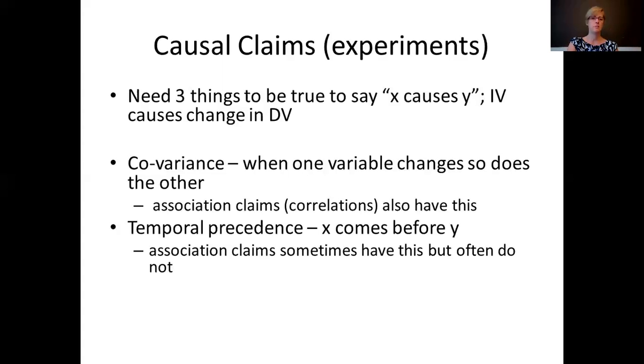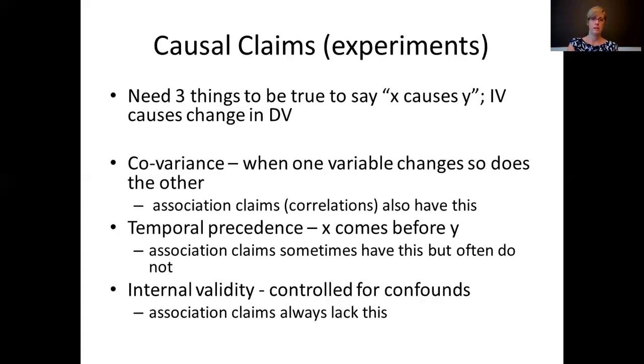We have to have this last thing. And the last thing is what correlations or association claims lack, and that's the internal validity. We already talked about internal validity as one of our big 4. And again, it's the fact that we've controlled for confounds or controlled for alternative explanations for the change that we saw in our dependent variable.